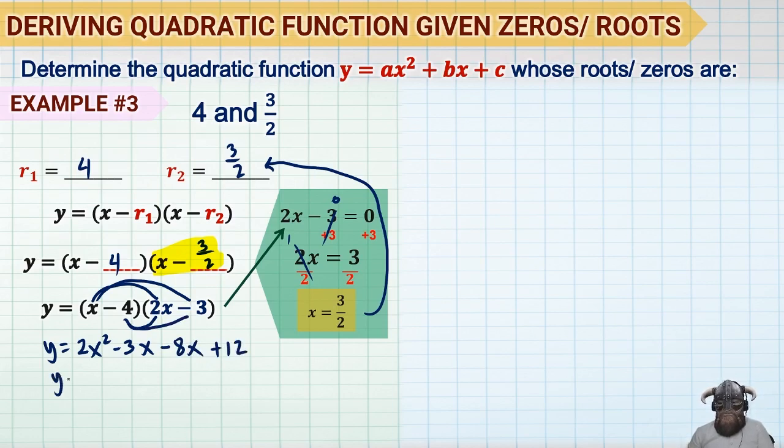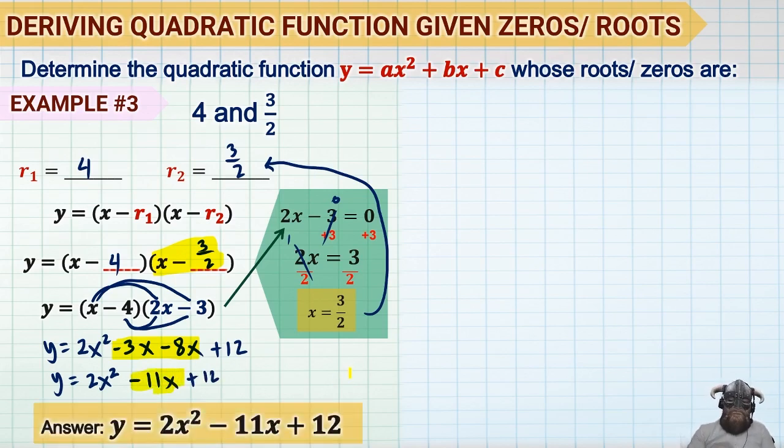Then, after that, let's simplify it. We can copy this positive 2x squared. Then combine negative 3x minus 8x. This will be negative 11x. Negative 3 minus 8. Then copy plus 12. So this is the result after combining them. Therefore, our final answer will be y is equal to 2x squared minus 11x plus 12. So there's no problem even if we have roots that are fractions.